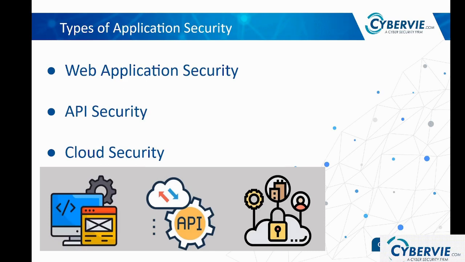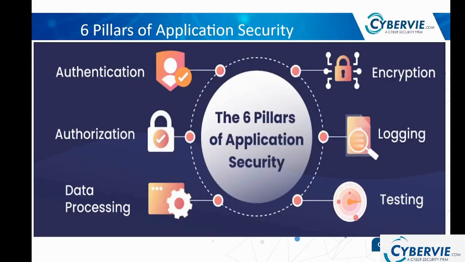So we have discussed the types of application security. Now we are going to see the 6 pillars on which application security rests. The 6 pillars include authentication, authorization, data processing, encryption, logging, and testing. All these 6 pillars must be checked in the software development lifecycle, and you need to make sure the application is not lagging in any one of the 6.